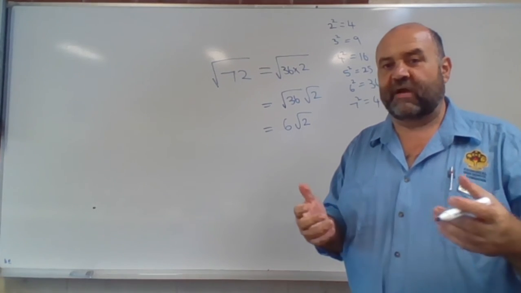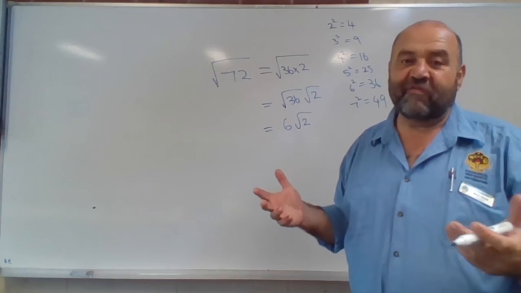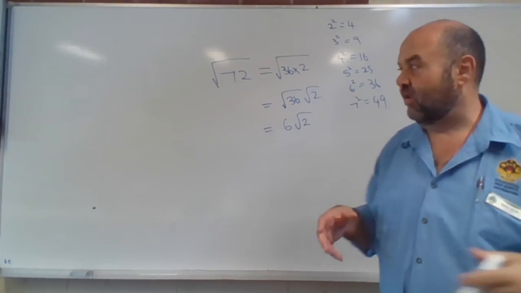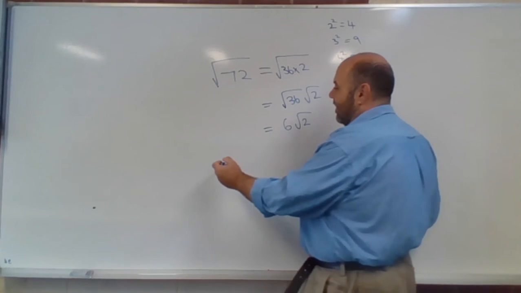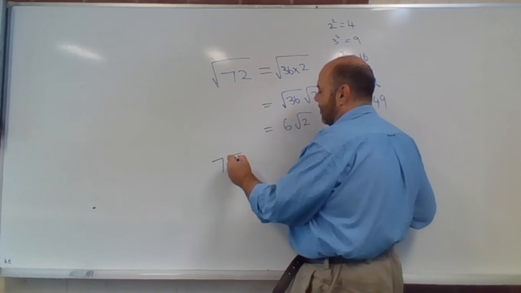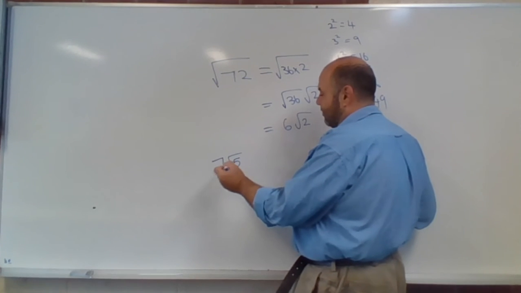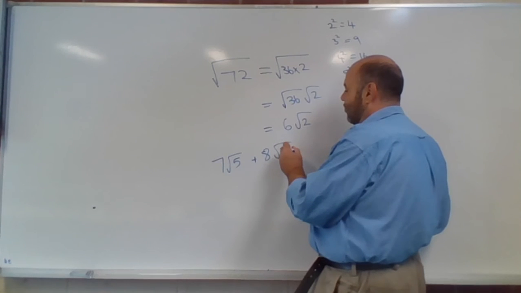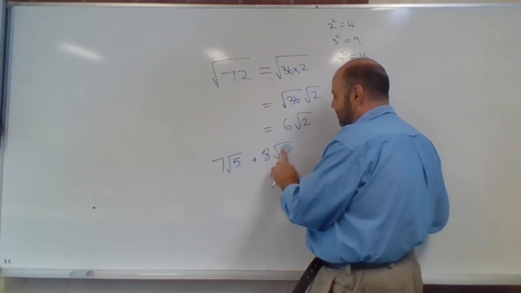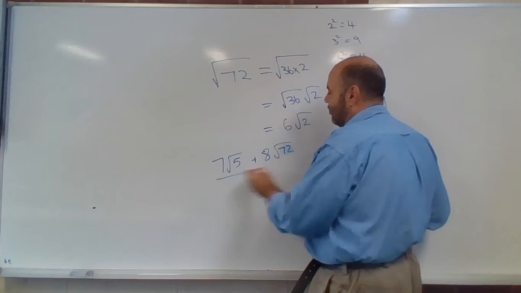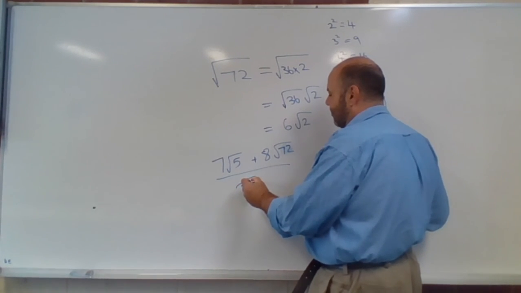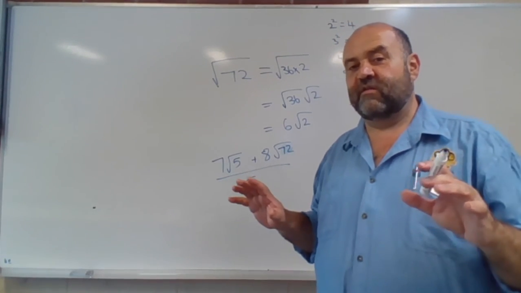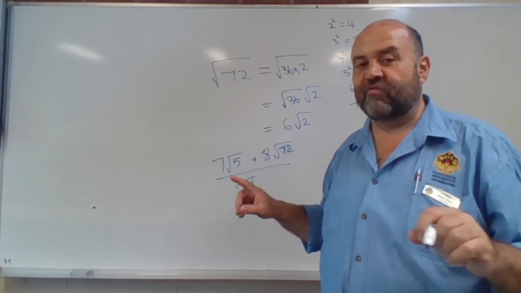Now, you just need to have the confidence to do that, even if the square root of 72 turned up in a problem in some other context. So I might have a problem that had 7 root 5 plus 8 root 72 over 3 root 11. I just need to not panic when I see questions like this and just go through one at a time.